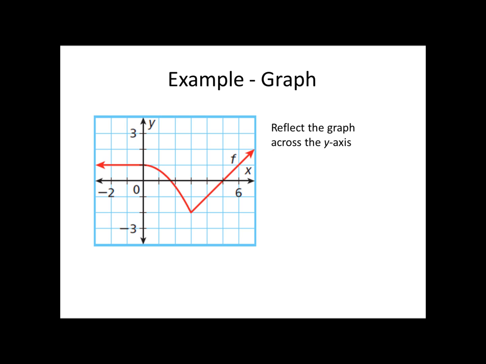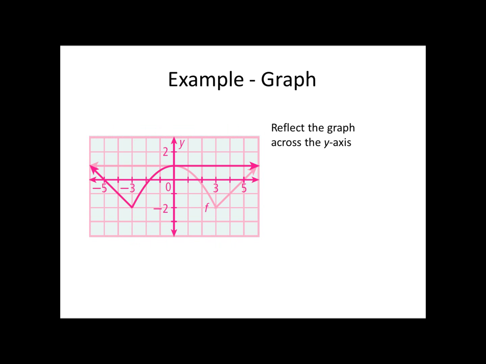That line that's pointing up and to the right, well, it's still going to point up, but now it's going to point to the left. So here again, we see the original graph in the light pink, and we see the new reflected graph in the dark pink. The graph is in the same position vertically, it's just been reflected.